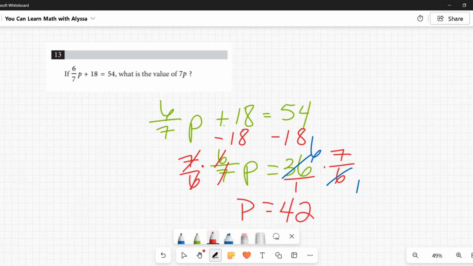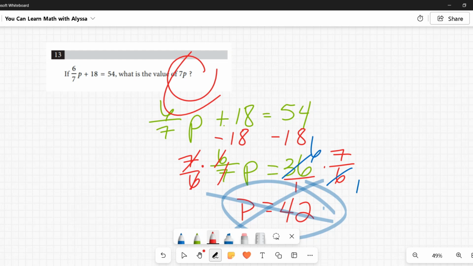And this is where they're going to get you, because a lot of students, once they solve for p, they think they're done. And you're like, no, they didn't ask for p. They will forget that they asked for 7p. So they want 42 times 7, which is 294. So 294 is my answer.